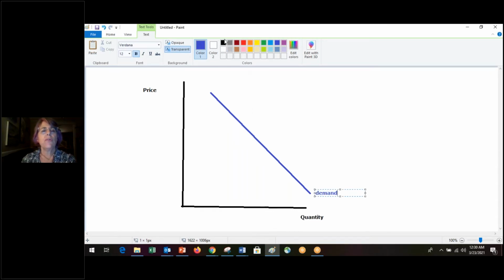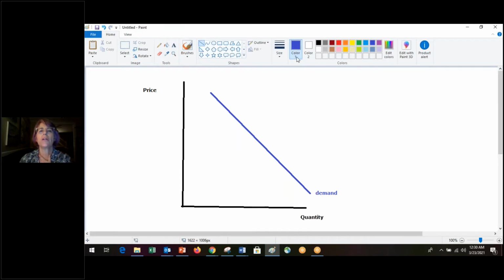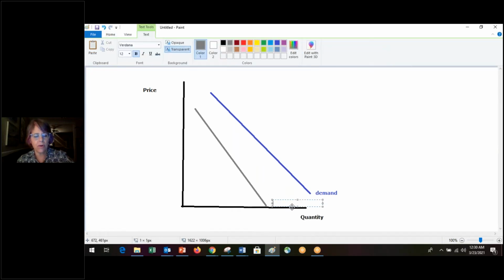Now, the marginal revenue curve, I won't go through exactly why it's shaped this way. Just trust me. The next curve we're going to draw is the marginal revenue curve. The best way to think of it is kind of like you're bisecting this space. It doesn't have to be perfect, but something like that would be perfect. So this is going to be your marginal revenue curve.